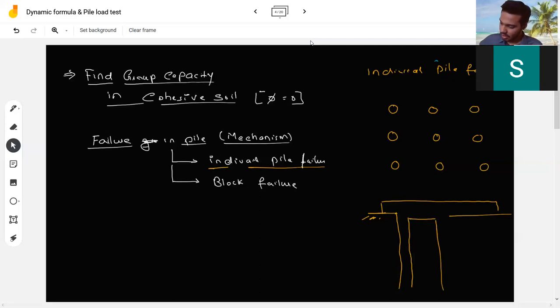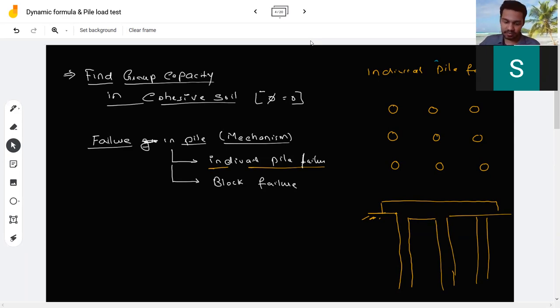ऑल राइट. अब इंडिविजुअल पाइल फेलियर में क्या हो रहा है, आपका जो फेलियर सरफेस है, इट इज अलोंग द इंडिविजुअल पाइल. आपका जो फेलियर सरफेस है या फिर फेलियर प्लेन है वो एक एक पाइल के सराउंडिंग में ही है. सो इंडिविजुअली हर पाइल फेल हो रहा है. अब आप पूछोगे सर पाइल कब फेल होगा? जब सेटलमेंट होगा, दैट इज आल्सो कॉल्ड एज पाइल फेलियर.